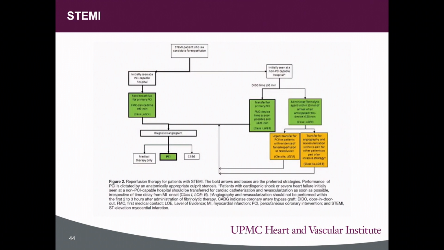Otherwise, if the patient cannot get there in a reasonable amount of time, with an anticipated arrival time to the device greater than 120 minutes, you want to perform thrombolysis and administer a fibrinolytic agent. Afterwards, urgent transfer for PCI for patients with evidence of failed reperfusion is a 2A indication. Or you want to transfer for angiography and revascularization afterwards if it's part of an invasive strategy.